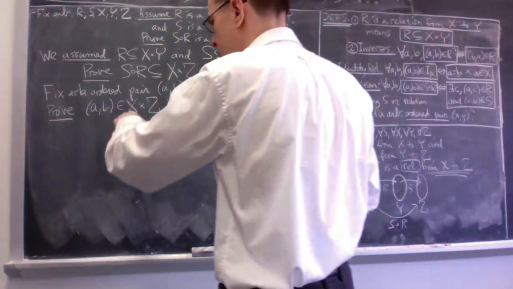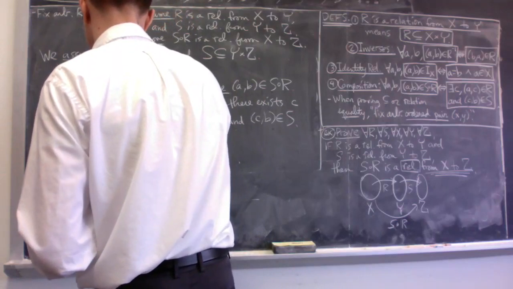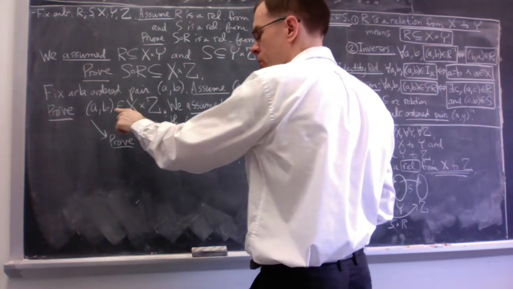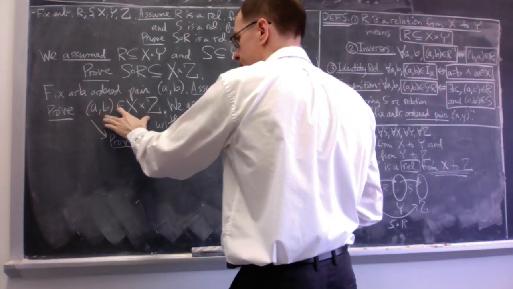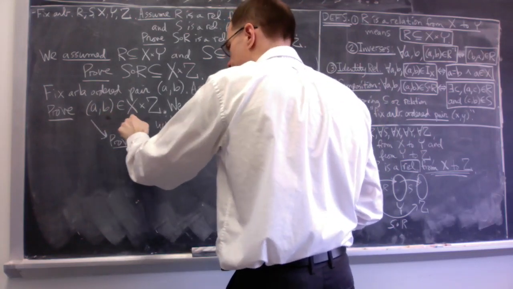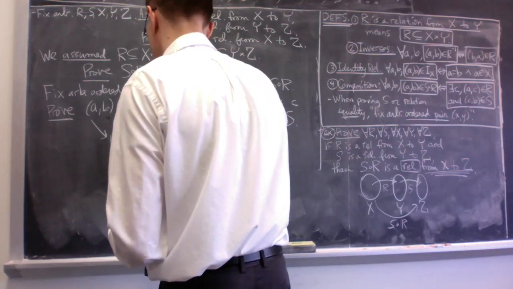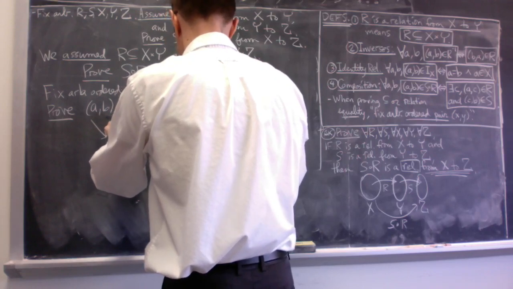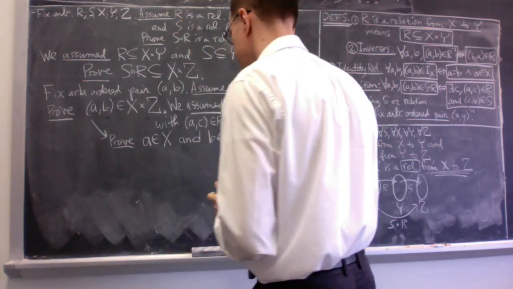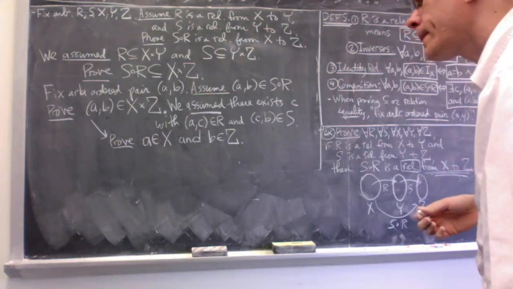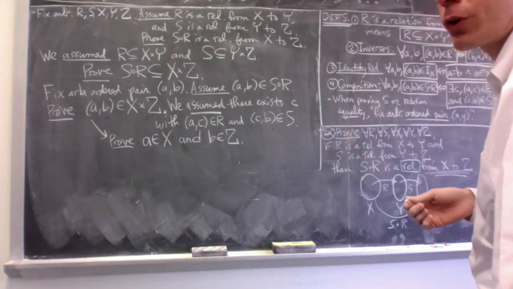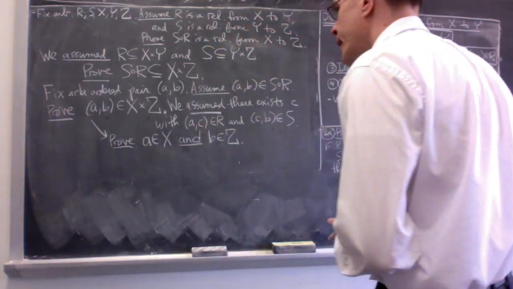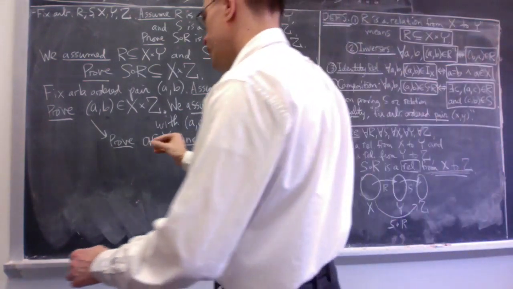And what does this mean? Here you have to think back to the set theory chapter. We covered this at the very end when we did product sets, but it was a while ago. This means that A is in X and B is in Z. So that's the goal. The goal is an and statement, and so we have to do two parts.